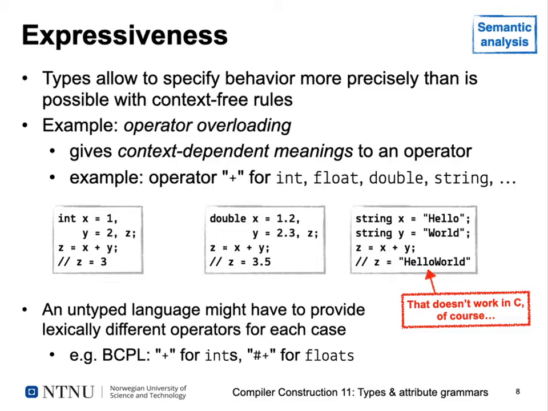If you have an untyped language, this gets more difficult. So an untyped language might have to provide lexically different operators for each case. Lexically different, because this enables your context-free grammar to distinguish between these operators, because they have different token types. For example, in BCPL, you have the regular plus operator for adding integers, and for floating points, so there was a BCPL extension for floating points, you had to use an additional operator which was called hashmark plus. So that made life quite a bit more difficult for the programmer.